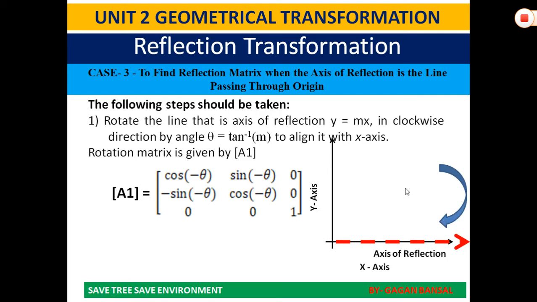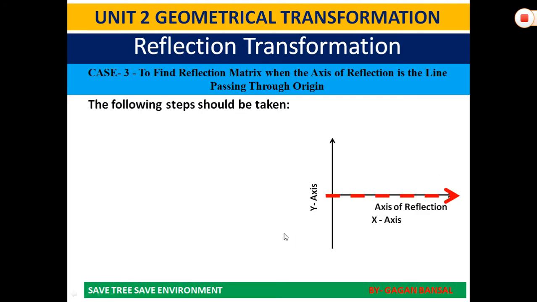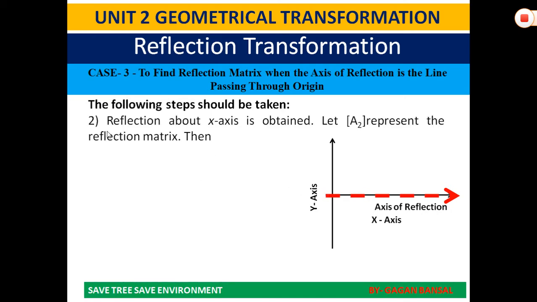That means our line has rotated in clockwise direction so that it aligns with the axis of reflection, which now becomes the x-axis. So our first step is to rotate it in clockwise direction by an angle theta. Now the second step is to perform the reflection transformation, that is, reflection about the x-axis is obtained. Let A2 represent the reflection matrix.